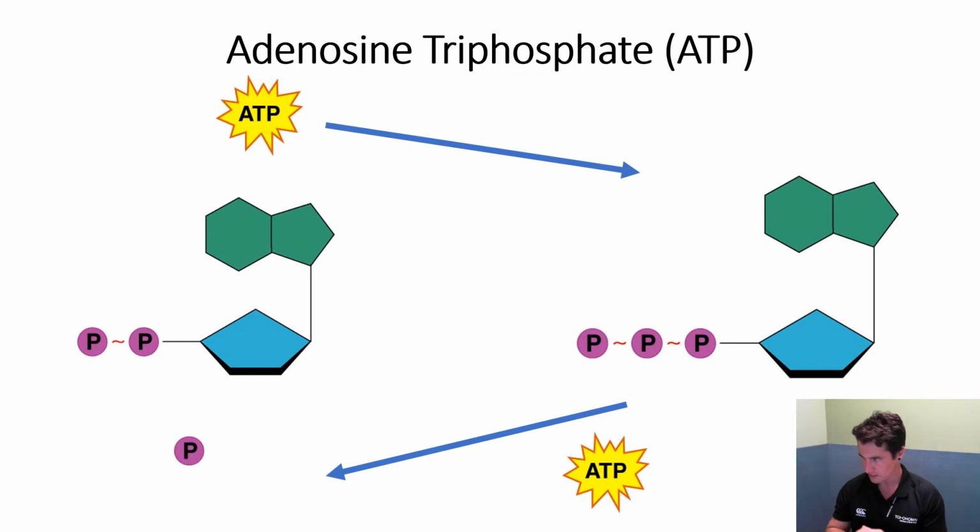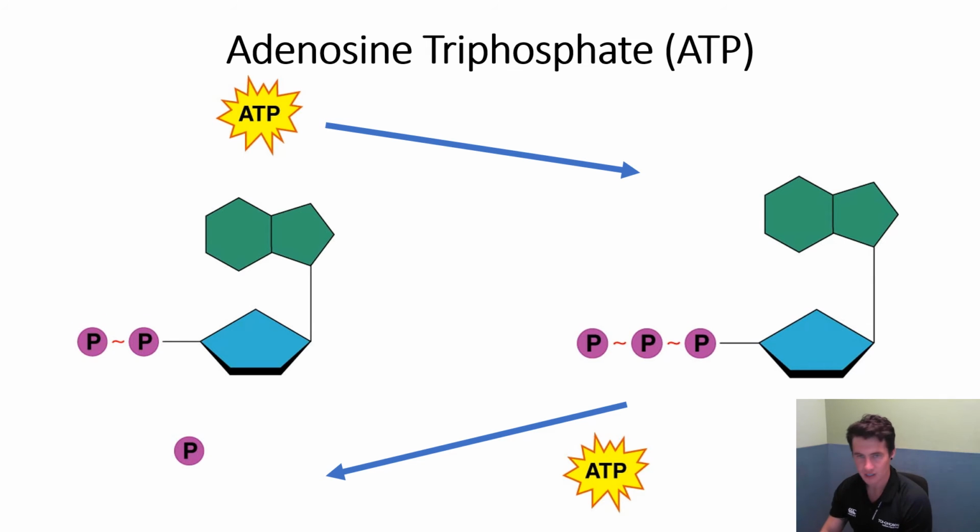Those three phosphates are really high activity, and the third phosphate can be split off quite easily, releasing a whole lot of energy. What that creates is ADP, which is the same structure, just missing one phosphate. What we need to do is to replace that phosphate to regenerate ATP.